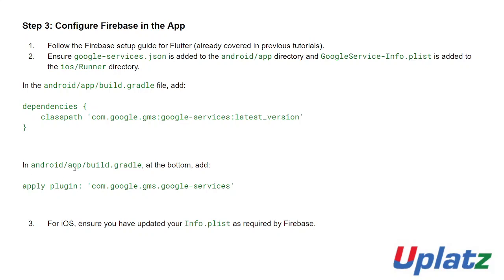In android/app/build.gradle, at the bottom, add apply plugin: com.google.gms.google-services. For iOS, ensure you have updated your Info.plist as required by Firebase.